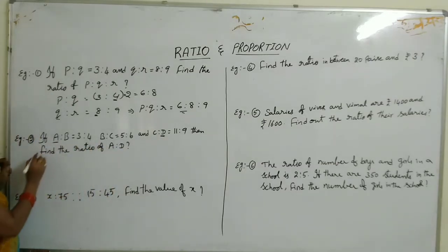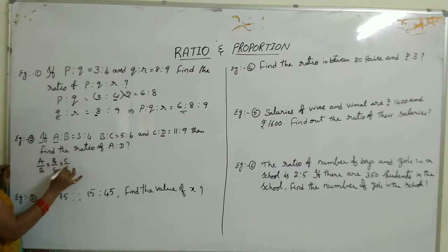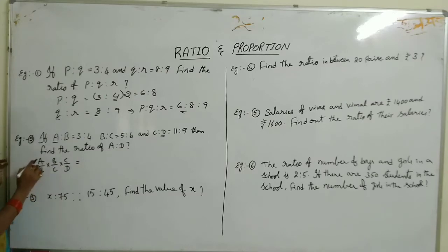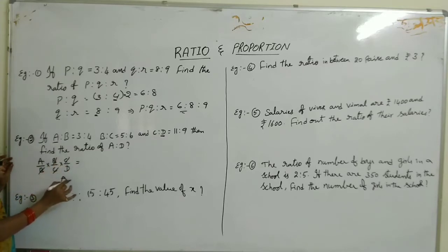For this, A is to B means A by B, into B is to C, B by C, and C is to D, C by D. When doing this, B cancels, C cancels. What will we get? A by D. That is A is to D. We have to find out the value of A is to D.